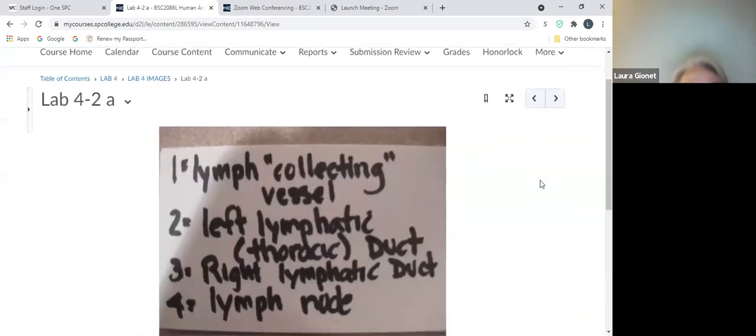All right, so we have a lymph collecting vessel, just a lymphatic vessel. We have the left or thoracic duct. I would call it a thoracic duct. I think I use the thoracic duct as a term actually on quizzes and exams. The right lymphatic duct and lymph nodes.